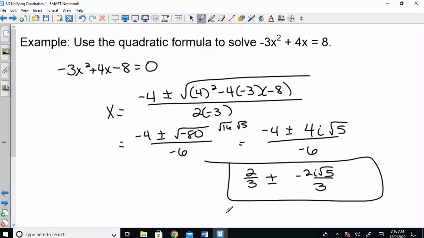Does it matter where I put the i? I just put it in the denominator. Yeah, top, bottom, it doesn't matter. Questions on that one?